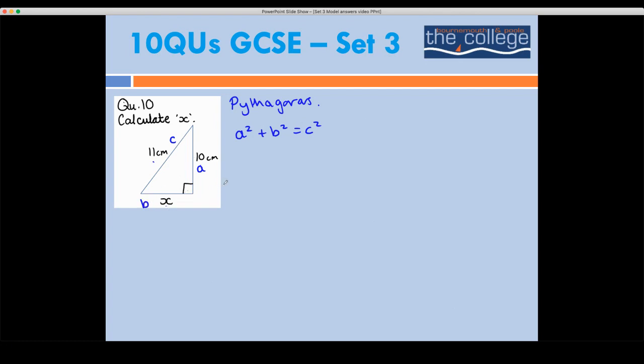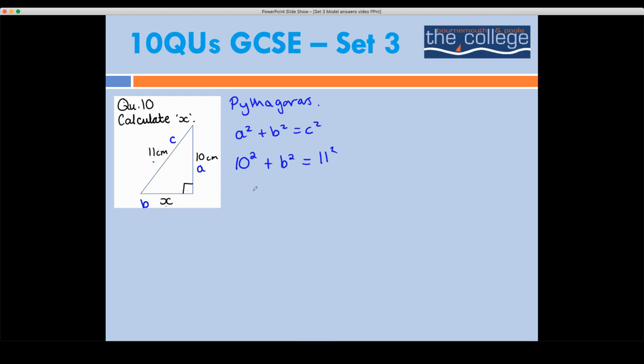So again, once again, we're going to use substitution. So A is 10. So let's put that under here, 10, and it's 10 squared in our formula, plus B squared. We don't know what B is yet. We're trying to find that. Equals 11 squared.